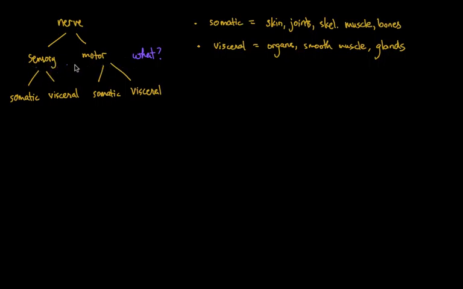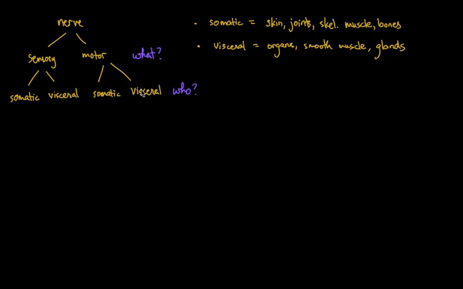And we said, you can sense things, so we call that sensory information, and we can move things, motor information. And then we talked about who we can send that information to. We said we can send it to skin, joints, skeletal muscle, or bones, and that family is called the somatic family. Or we can send it to organs, smooth muscle, and glands, and that would be the visceral family.